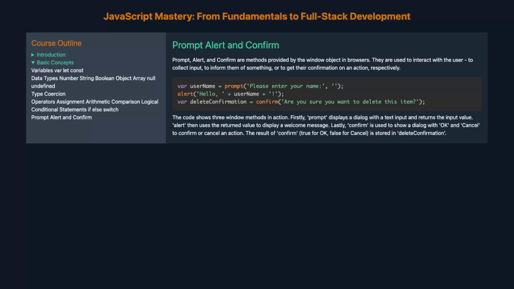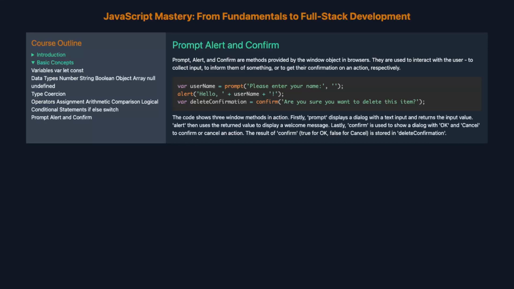Prompt, alert, and confirm. Prompt, alert, and confirm are methods provided by the window object in browsers. They are used to interact with the user, to collect input, to inform them of something, or to get their confirmation on an action, respectively.